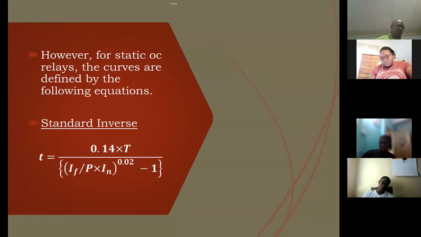So for your standard inverse, that's the equation. We have 0.14 times T over (IF divided by PIN) to the 0.02 minus 1. And that gives you the operating time of the relay. So the operating time for your standard inverse is 0.14 T over (IF over PIN) to the 0.02 minus 1.